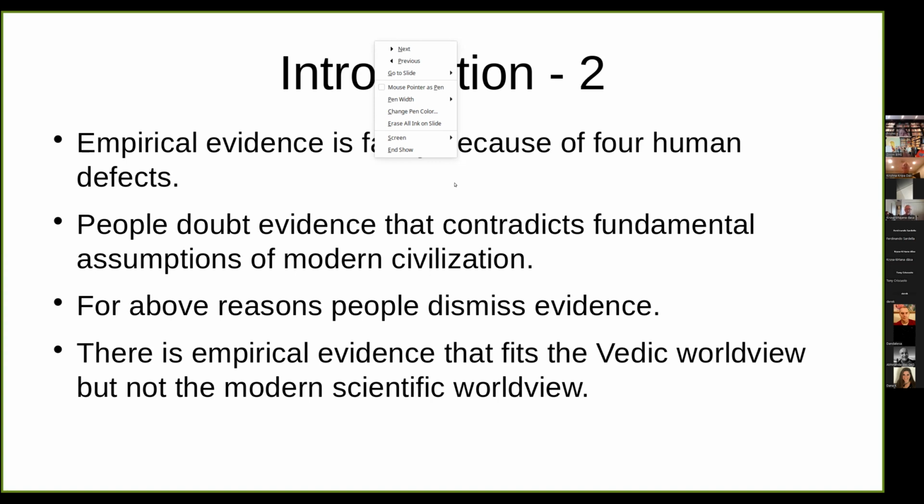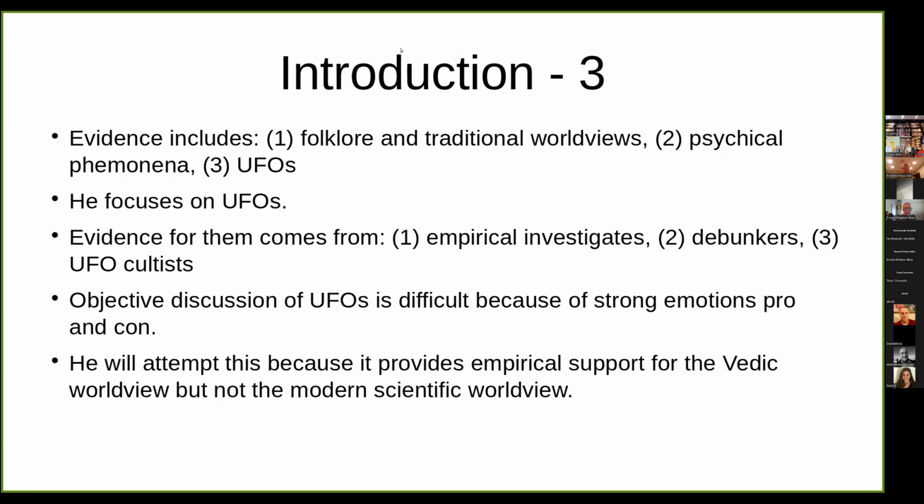However, there's a lot of evidence, and it fits in nicely with the worldview of the Vedic literature, which talks about different grades of being with different levels of consciousness and different supernatural powers that exist and have the ability to interact with human beings. And he talks about evidence coming from different categories: folklore and traditional worldviews, psychical phenomena, and UFOs. And he decides he's going to focus mostly on UFOs.